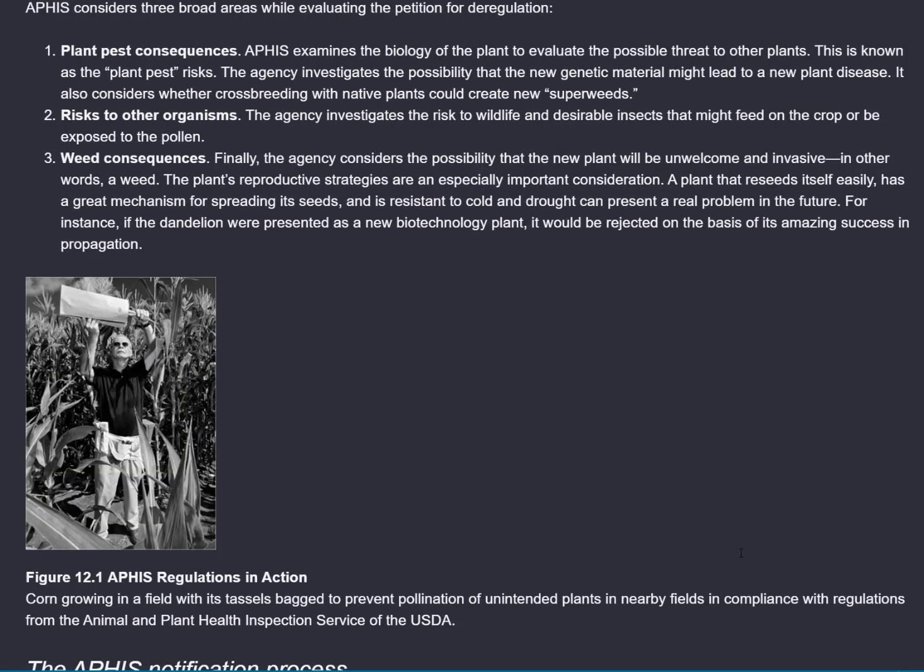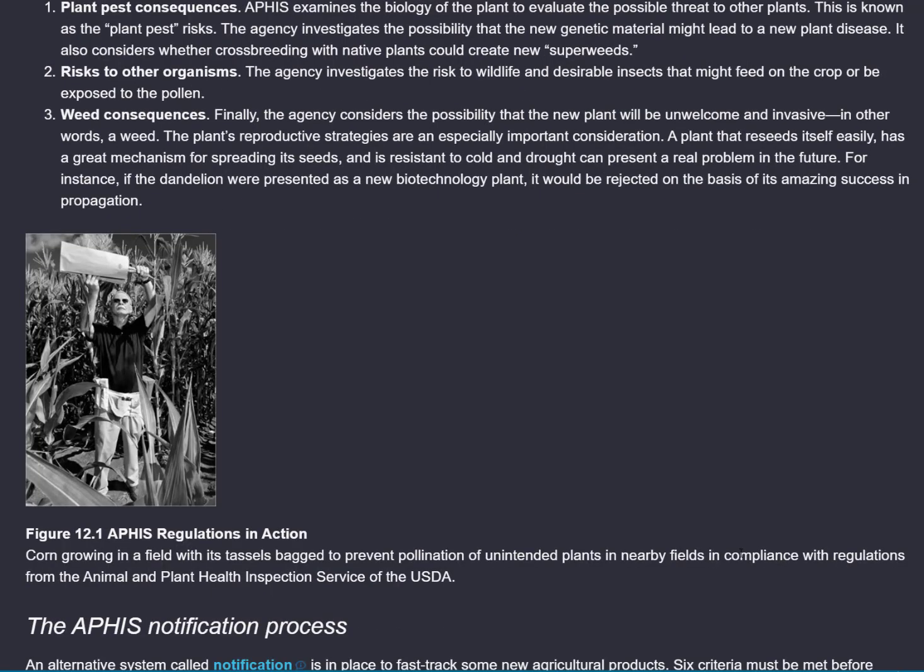APHIS considers 3 broad areas while evaluating the petition for deregulation. Plant pest consequences. APHIS examines the biology of the plant to evaluate the possible threat to other plants. This is known as the plant pest risks. The agency investigates the possibility that the new genetic material might lead to a new plant disease. It also considers whether crossbreeding with native plants could create new superweeds.